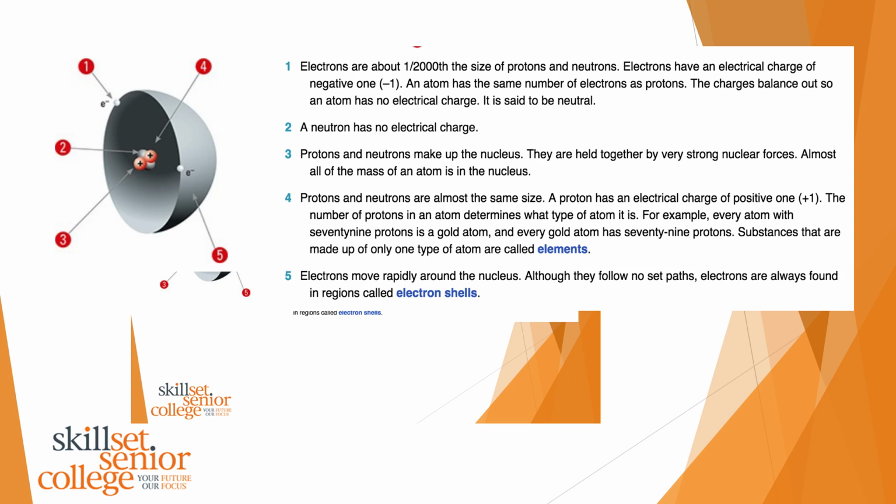The number of protons in an atom determines what type of atom it is. Now that's important. For example, every atom with 79 protons is a gold atom, and every gold atom has 79 protons. Substances that are made up of only one type of atom are called elements. So we're going to be discussing this in more detail, so don't worry too much if this is a little bit overwhelming. There's a lot of information. But essentially the key message here is the number of protons in an atom determines what element it is.